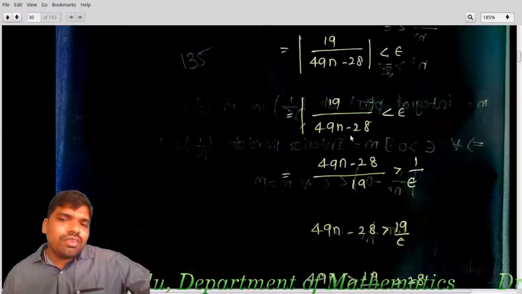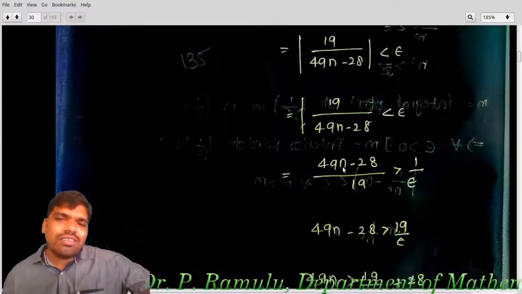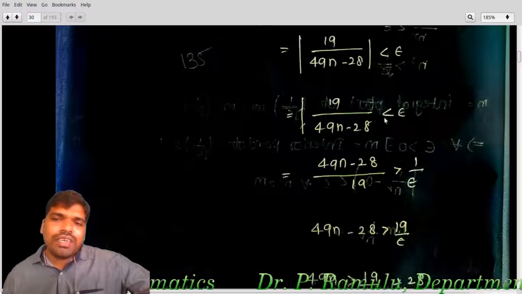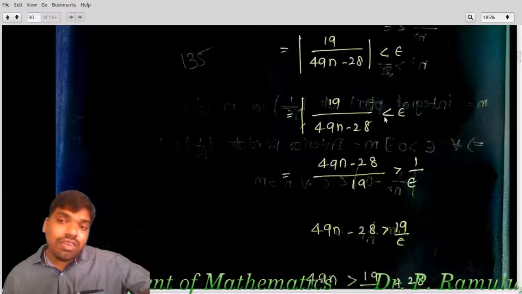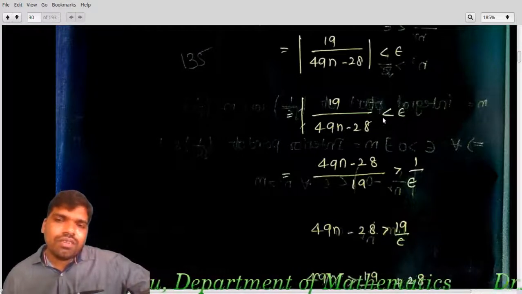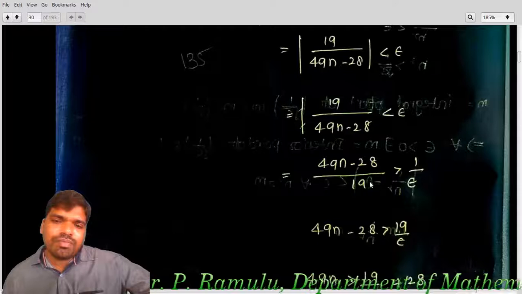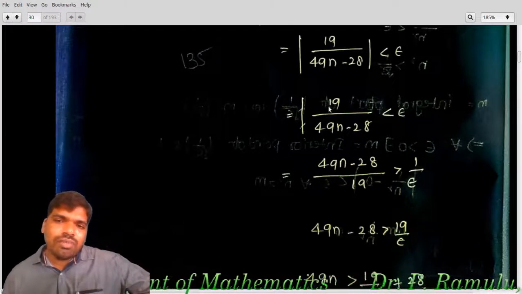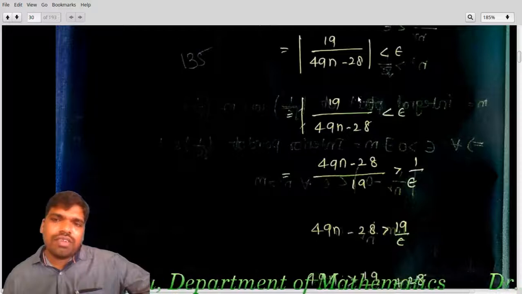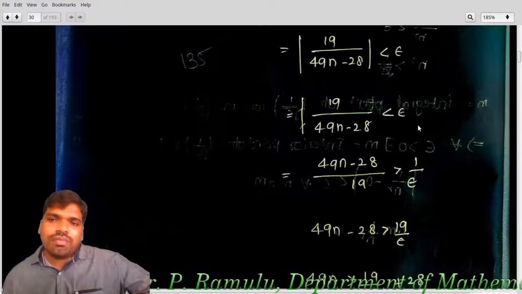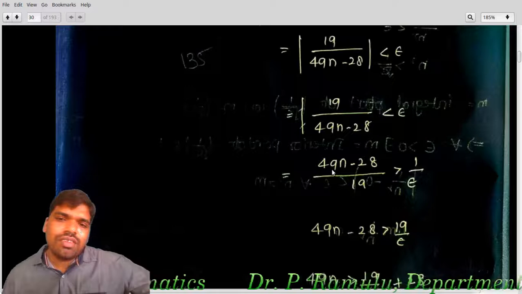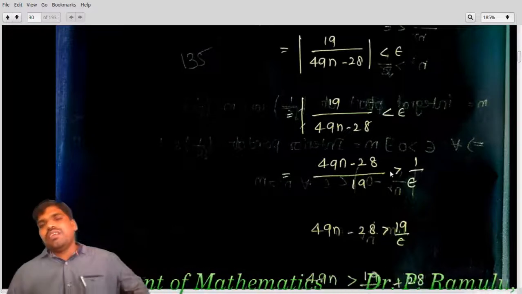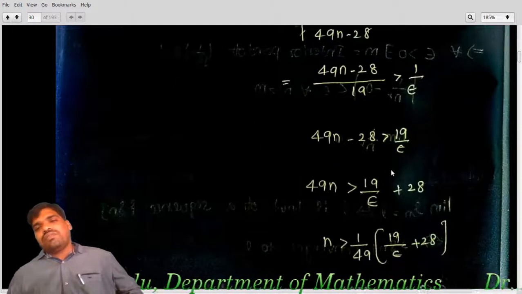What I am doing here is taking the reciprocal. If I take the reciprocal, the numerator does not change but the inequality sign changes. Otherwise, 49n minus 28 comes this side, epsilon comes this side, and 19 goes this side. So 49n minus 28 by 19 is greater than 1 by epsilon.